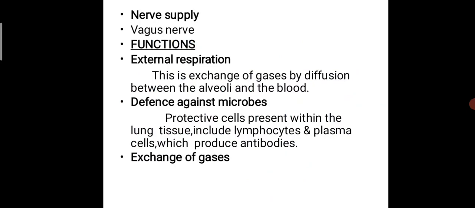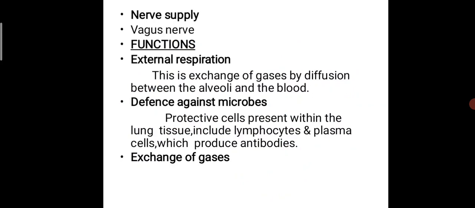What are the functions of the bronchial tree? The first is external respiration. The gas comes through air. Air contains gases, so this gas enters the blood through the lungs. This process is called external respiration.